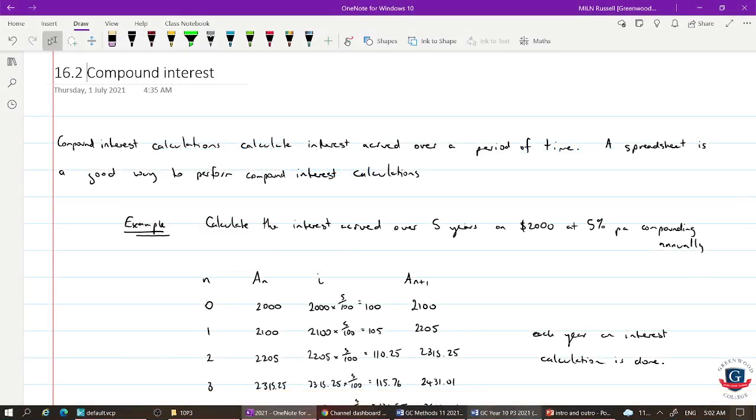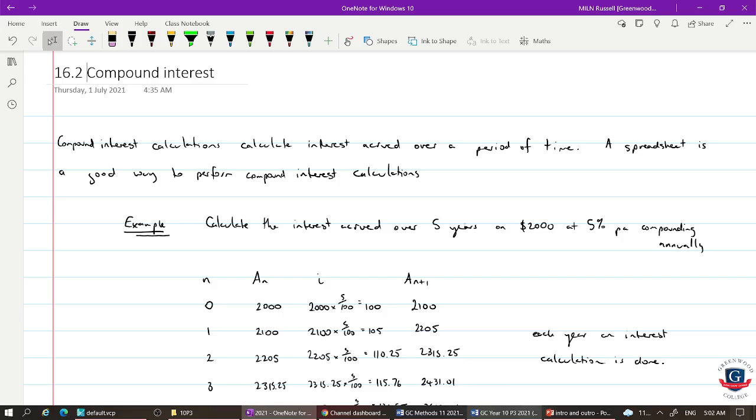Hi everybody, I'm going to have a look at compound interest now. If you haven't looked at the simple interest one first, it's a good idea because I'm going to pretty much follow on from it. So compound interest calculations calculate interest accrued over time. A spreadsheet is a good way of showing how compound interest calculations are different from simple interest calculations.